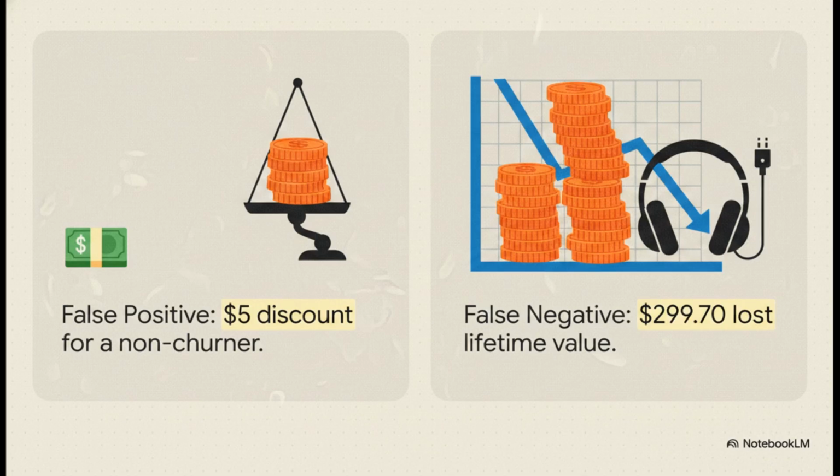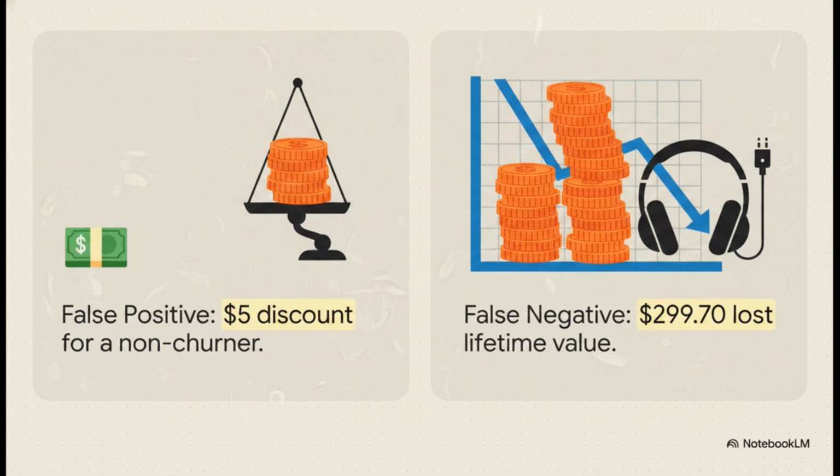But if your model incorrectly predicts a customer will not churn, that's a false negative. The cost of a false negative is much, much higher. It's the lost customer lifetime value of $299.70 per customer, based on a 30-month lifetime at $9.99 a month. Because false negatives are just far more expensive than false positives, your model absolutely must emphasize the recall metric to reduce those false negatives.